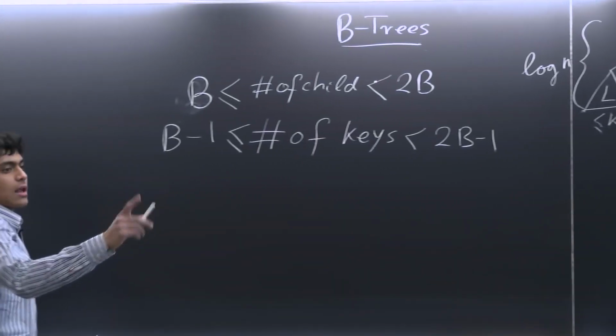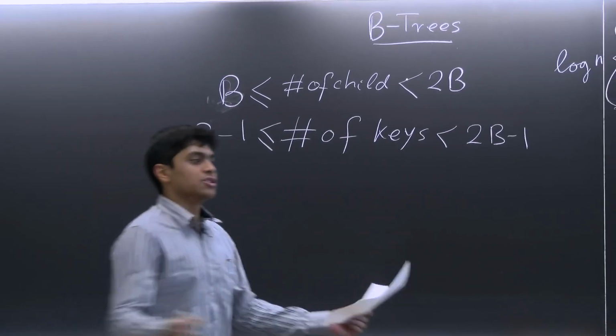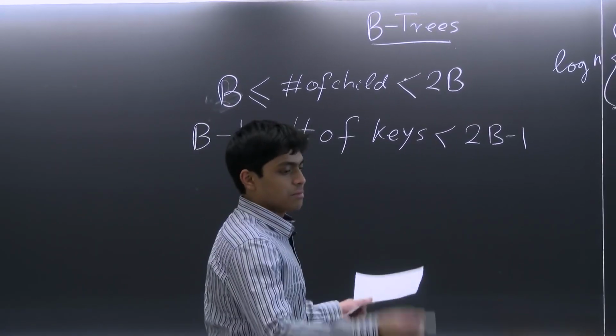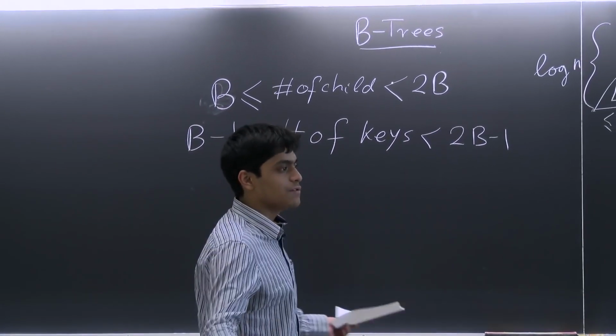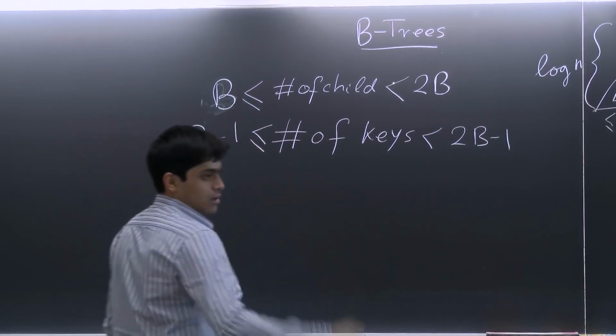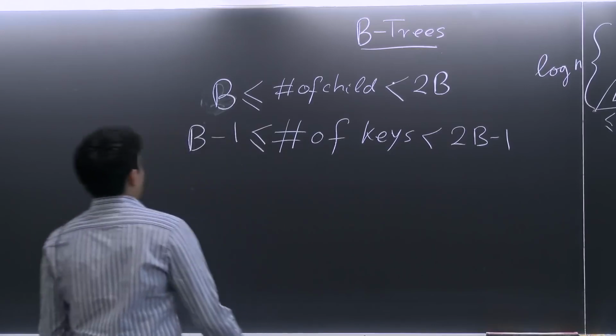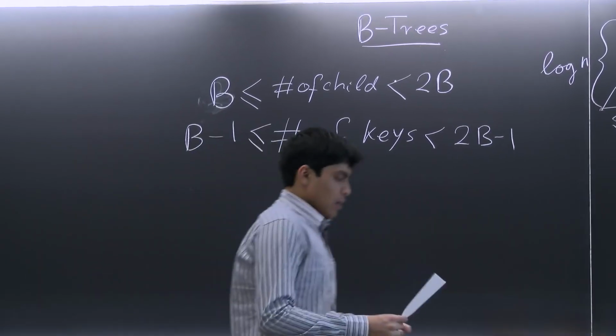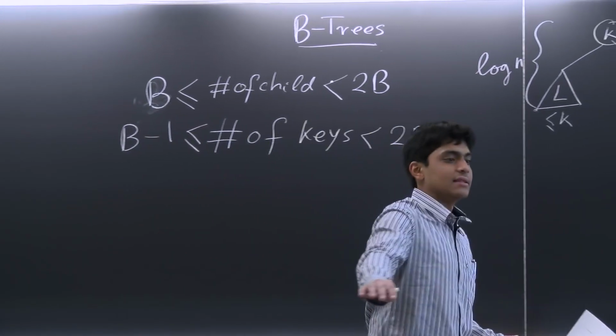Okay, coming back to this. The root does not have the lower bound. The root can have 1 key in any tree. So if you have a b equal to 5 tree, the root can still have 1 key element and 2 children. All right, that's good. Also, it's completely balanced.